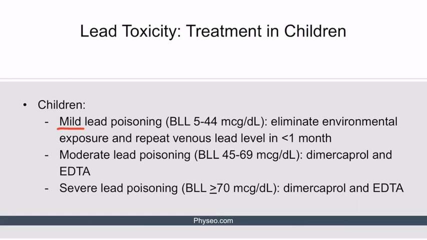With mild poisoning, the clinician should recommend eliminating the potential source of lead exposure and then repeat a venous lead level in less than a month. With moderate poisoning, the current recommended treatment is with dimercaprol and EDTA, although succimer may be listed as the correct answer choice on examinations as well. Now, if it's severe, think dimercaprol and EDTA. Now, once again, it's important to memorize the blood lead levels associated with mild, moderate, and severe lead poisoning, because that can help guide you in appropriate treatment.